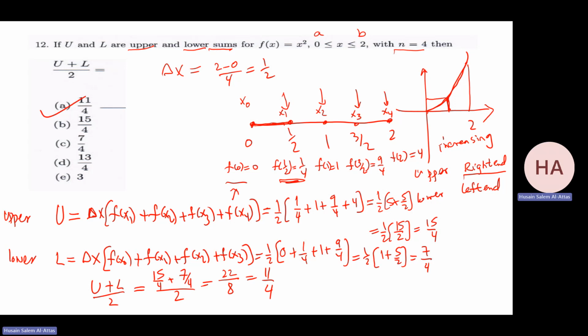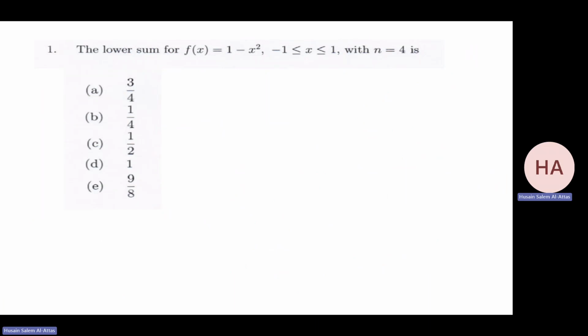Which is clear. Let me go back to this question, because I think it's good to do it now. Yeah, we need to be careful with this question. This is A, this is B, n equals 4. Okay, or let me graph the function first.